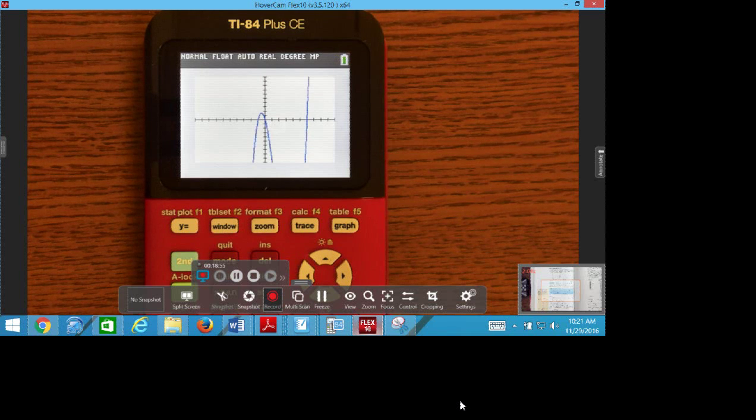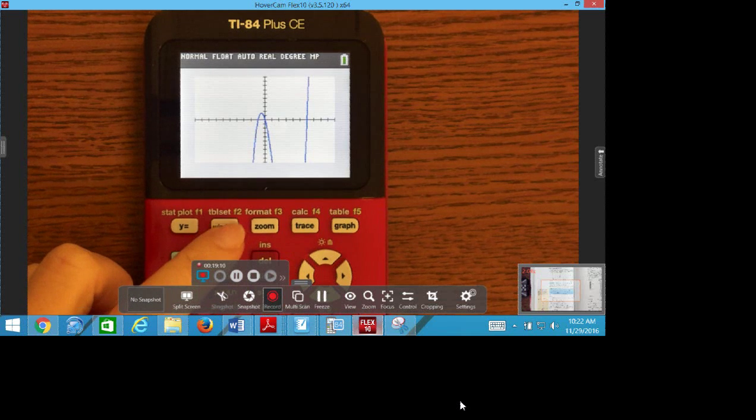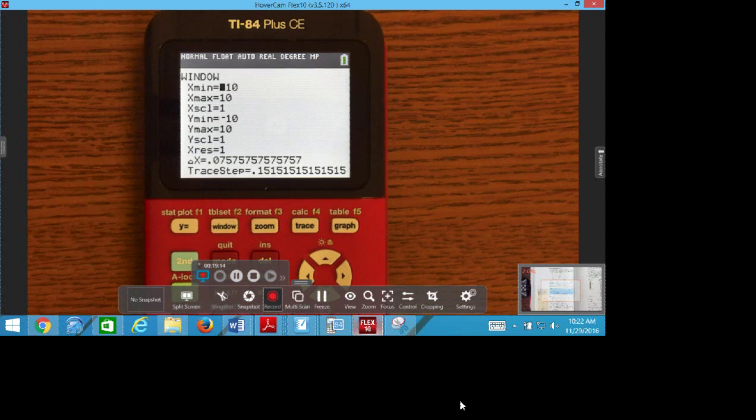All right. And this was odd power, so the end behavior goes from down to up. What are the x-intercepts from this picture? Here, I can zoom in a little bit. Hold on a second. Let me zoom in just a little bit.